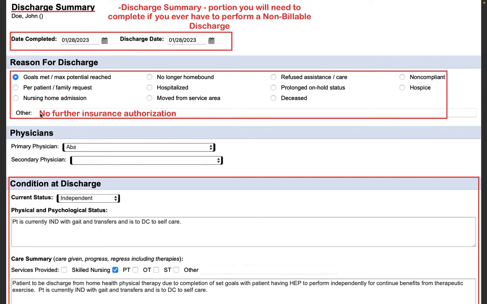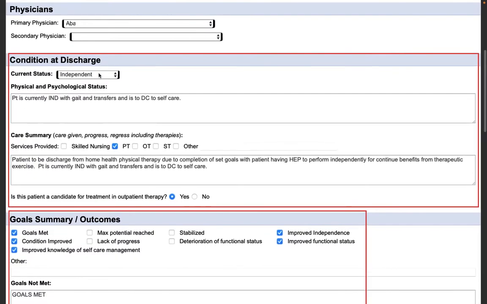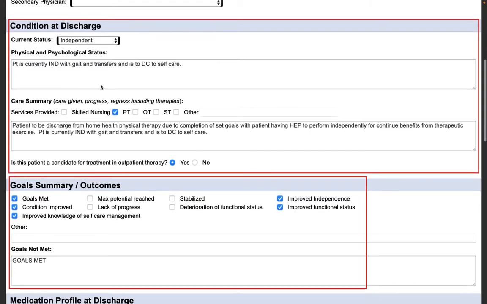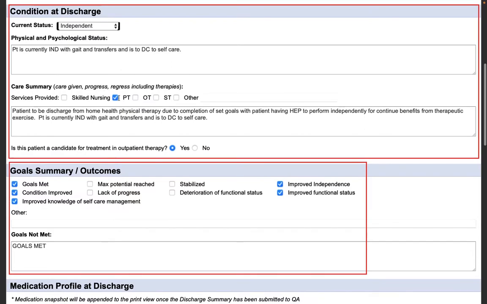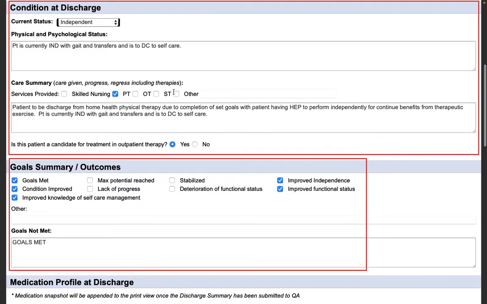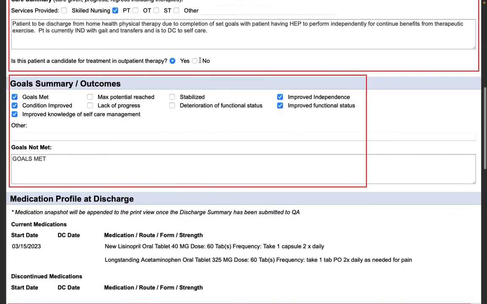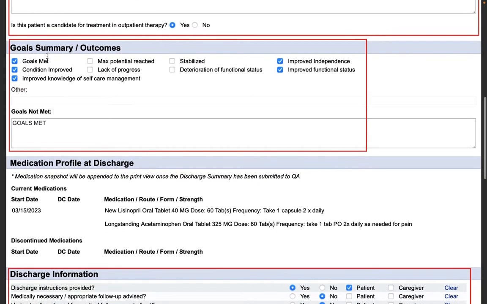Every once in a while you'll need to add no further insurance authorization to the other. If the agency comes back and says, I'm sorry, no more visits are allocated, then that will be the reason for discharge. Condition at discharge, independent. What do they require? Some of this information you can copy and paste from the page prior. So services provided, check what clinicians they had coming. Is this patient a candidate for outpatient? Yes, no. Usually orthopedic patients will be candidates.